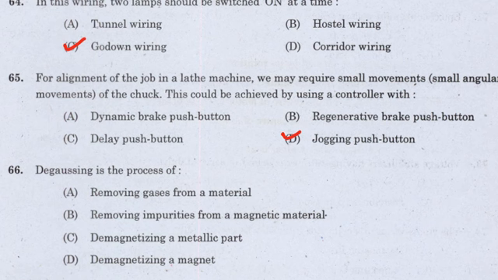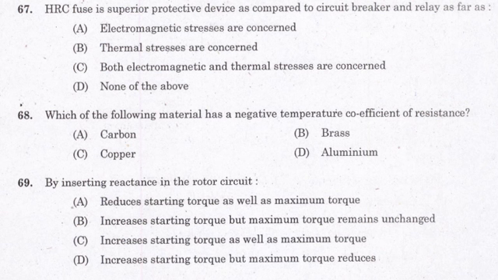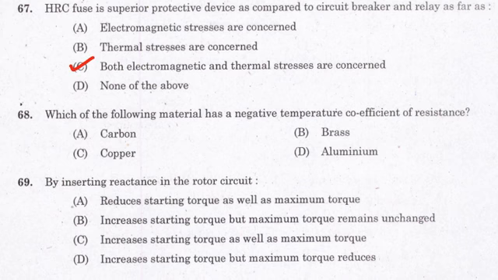Degaussing is the process of removing gases from a material, removing impurities from a magnetic material, demagnetizing a metallic part, demagnetizing a magnet. The right answer is option C, demagnetizing a metallic part. Next question. The HRC fuse is a superior protective device as compared to circuit breaker and relay as far as electromagnetic stresses are concerned, thermal stresses are concerned, both electromagnetic and thermal stresses are concerned, none of the above. The right answer is option C, both electromagnetic and thermal stresses are concerned.